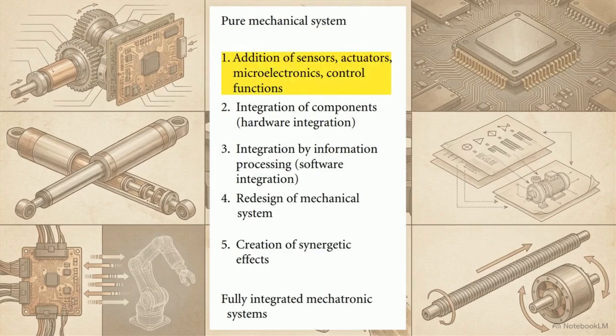First, engineers add sensors, actuators, and microelectronics. Second, they perform hardware integration, housing these new electronic components within the machine. Third is software integration, implementing the information processing logic. Fourth, the original mechanical system is redesigned to optimize its new digital capabilities. Finally, the 5th step focuses on creating synergetic effects across the entire platform.